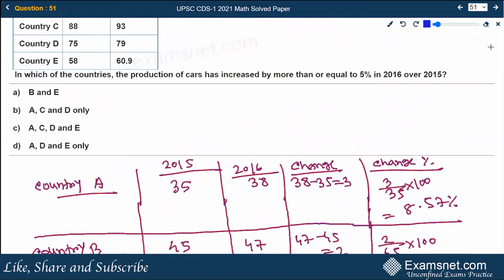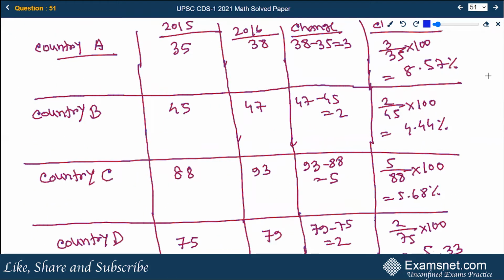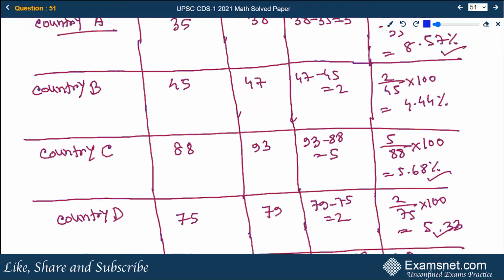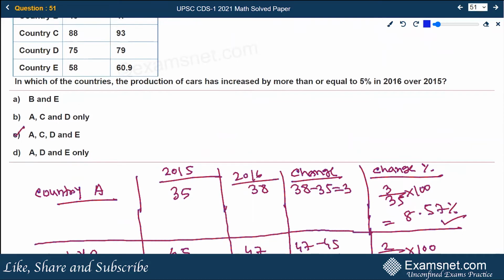Now the condition given was increased by more than or equal to 5%. So I can see country A, country C, country D, and country E. Only country B doesn't fall into this list. So A, C, D, E. Option C is the correct answer. For which countries the production of cars has increased by more than or equal to 5%, that is country A, C, D, E.